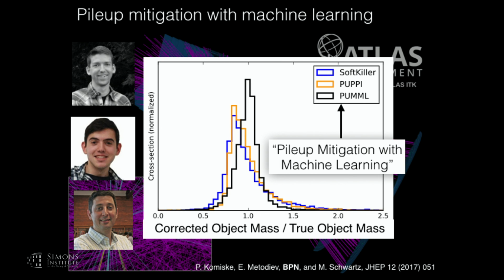This is in simulation, so I can know the right answer. And ideally, this distribution would be a delta function at 1. And as a comparison, the blue, yellow, and black are different algorithms. And these blue and yellow are sort of state-of-the-art physics-based algorithms.